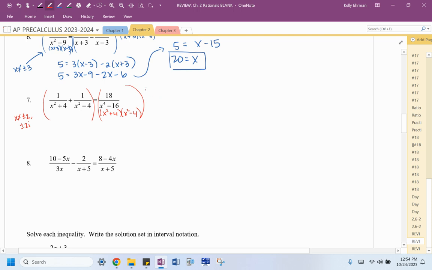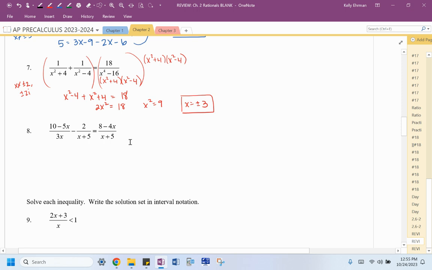All right, so we're going to multiply by x squared plus 4, x squared minus 4 to clear out all of the fractions. That's going to give us 1 times x squared minus 4 plus 1 times x squared plus 4 equals 18. This is 2x squared. The 4s add up to 0, equals 18, and x squared equals 9, and x equals plus or minus 3. The only excluded values are plus or minus 2, plus or minus 2i, so that's our final solution.